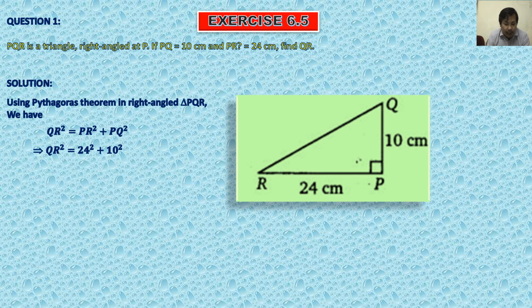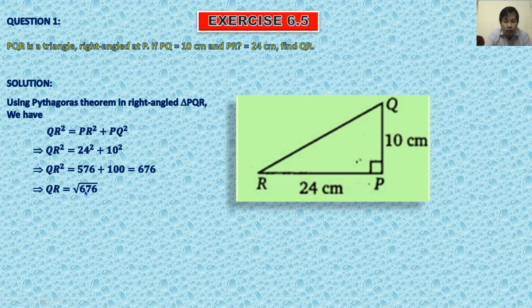So after that, how much do we get here? That implies QR square is equal to 24 square, which is 576, plus 10 square is 100. If we add, we get 676. So QR square is equal to 676. At the next step, QR has a square on it, but now that square is transposing to the other side. When we bring this square to the other side, it becomes the square root.